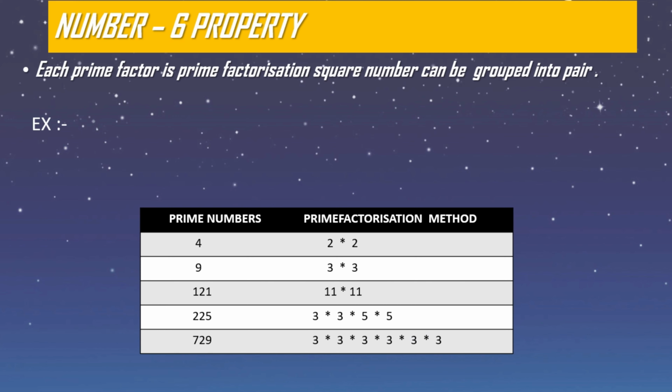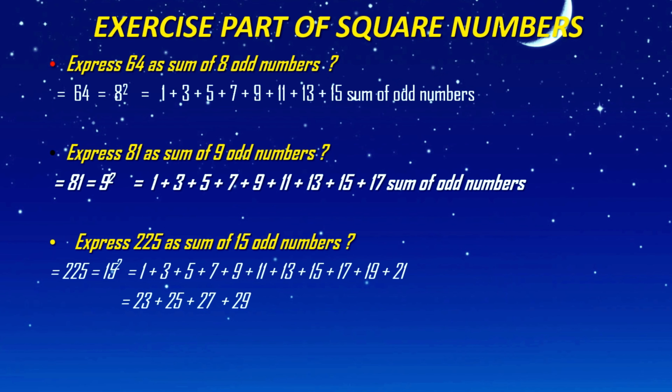225, 3 into 3 into 5 into 5 that is 225. 729, 3 into 3 into 3 into 3 into 3 into 3. In the sixth property we have discussed that each prime factor in the prime factorization of a square number can be grouped into pairs. Let's see the exercise part of squares.